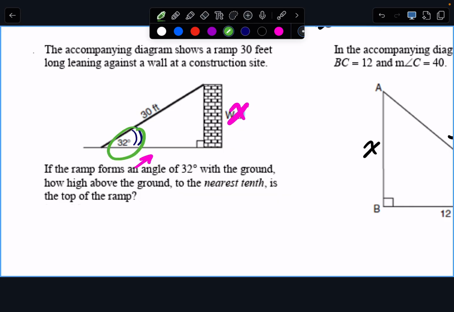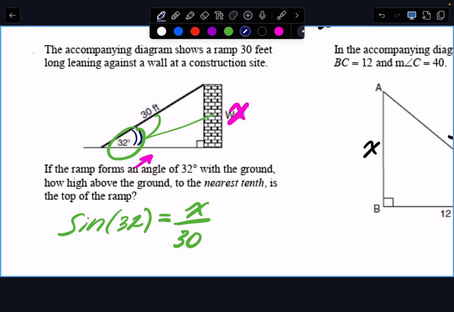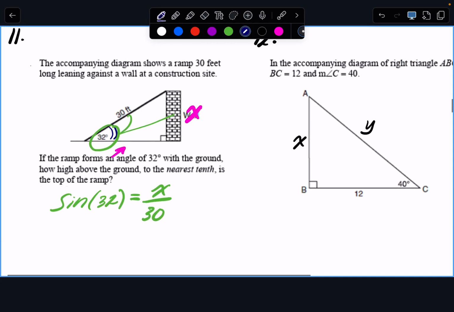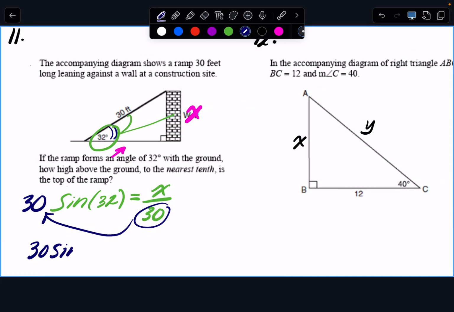So you're going to go, this is theta, opposite, hypotenuse. Sine of 32 equals opposite over hypotenuse. I skipped showing my work on that one. I just was like, oh, opposite, hypotenuse. That's what I was given, because we've just done so many today already at this point. And then we just times the 30 over. 30 sine of 32 equals X. 30 sine of 32 is typed into my calculator, and we get 15.897 feet high.